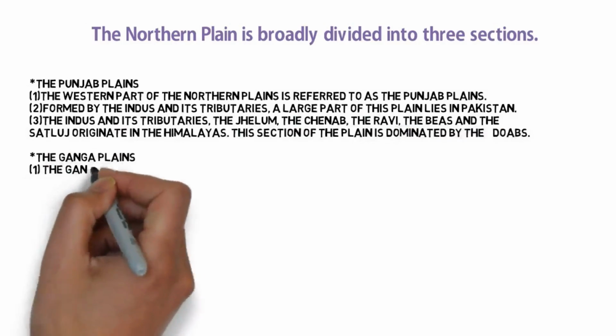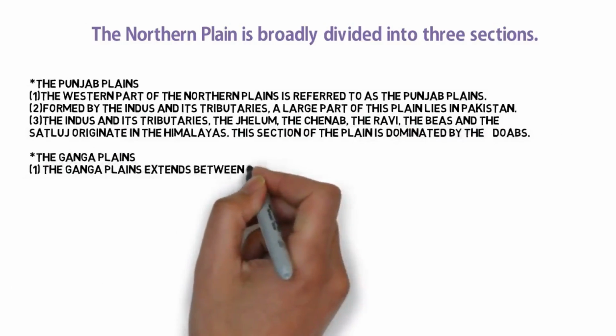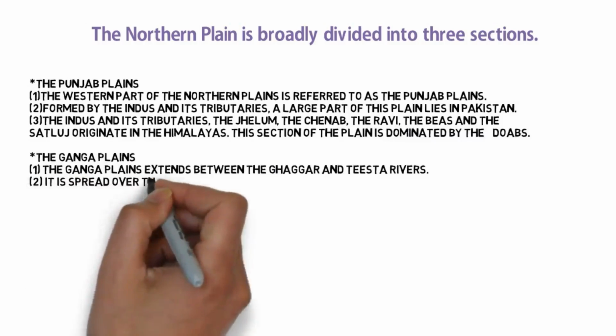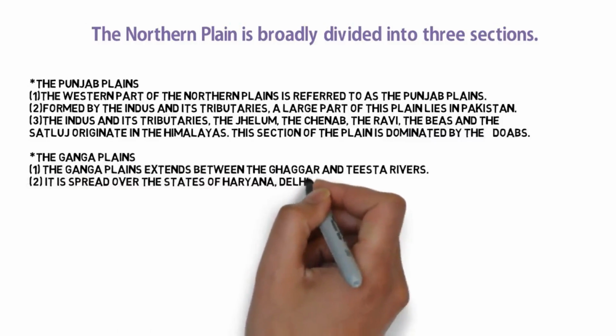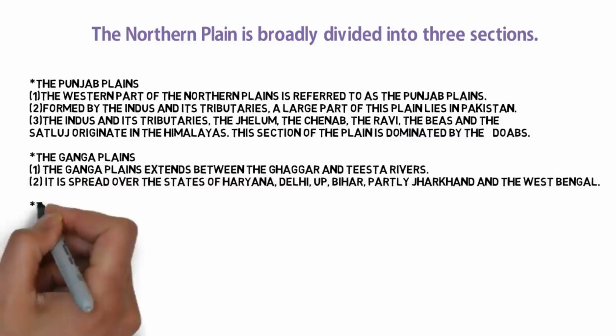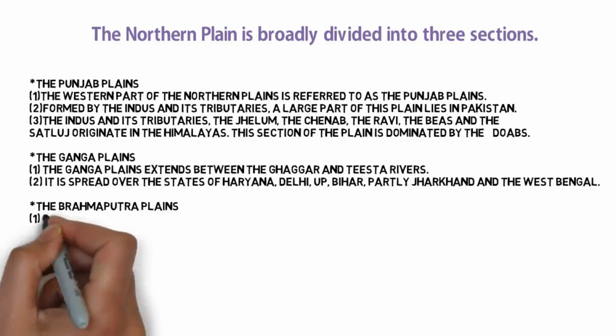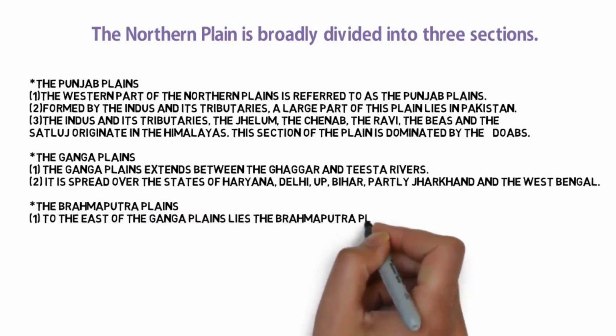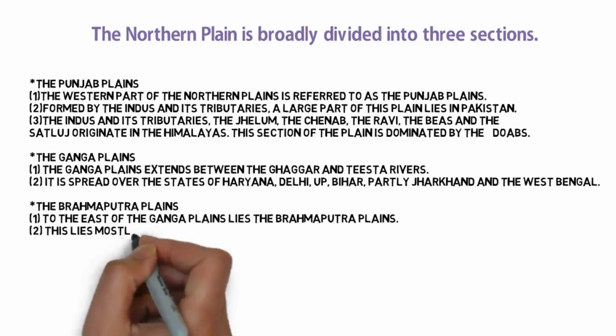The Ganga Plains: the Ganga Plains extend between the Ghaggar and Tista rivers. It is spread over the states of Haryana, Delhi, UP, Bihar, partly Jharkhand and West Bengal. The Brahmaputra Plains: to the east of the Ganga Plains lies the Brahmaputra Plains. This lies mostly in Assam.